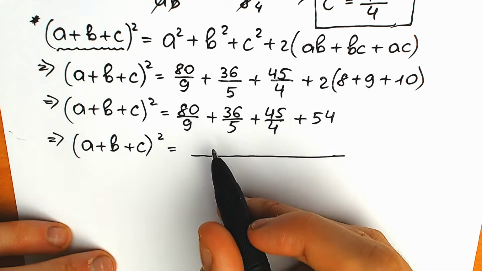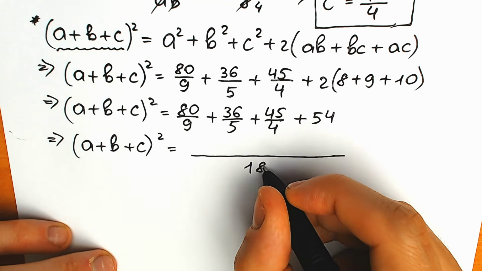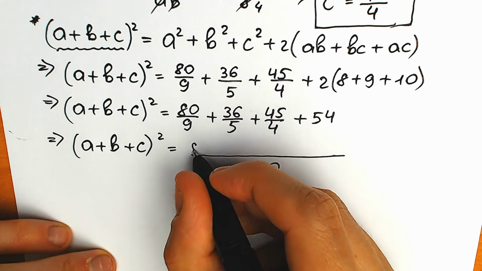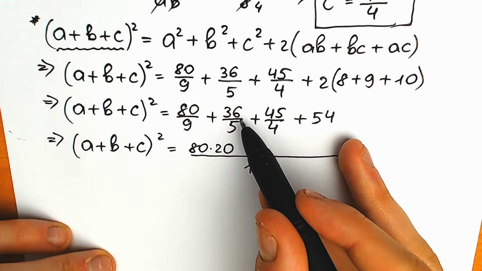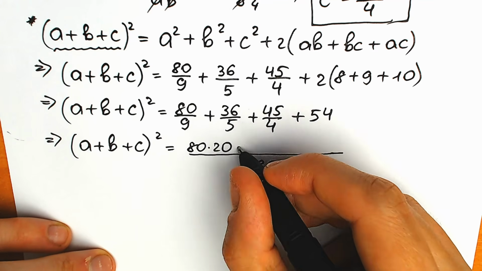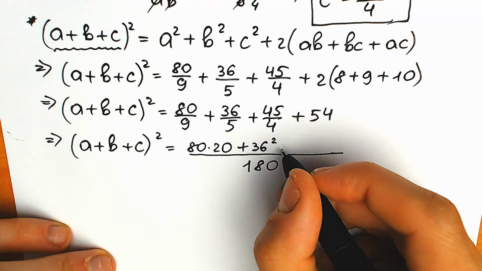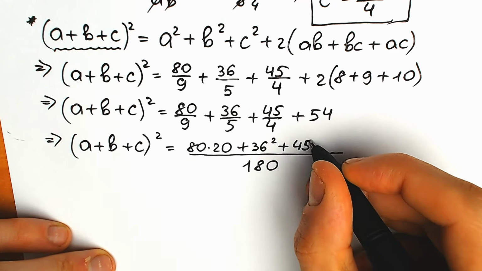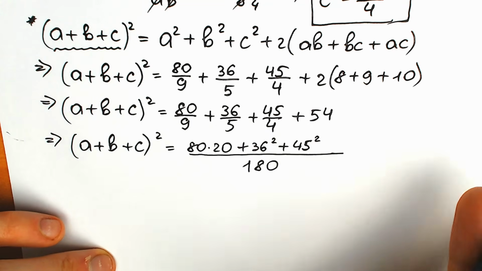Maybe the fastest way is to multiply everything: 9, 5, 4. So we have 180. And what do we have right here? 80 times 20. This is our first element. What about 36? 36 times 36, or we can write it as plus 36 squared plus 45 squared. Maybe you teach it in a different way. This is how I teach.